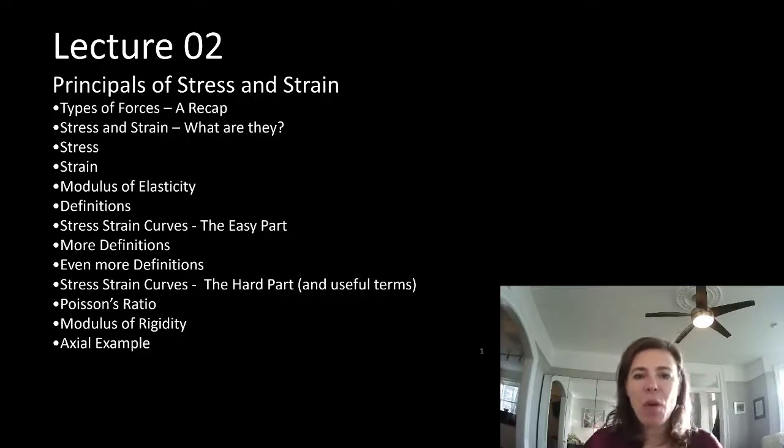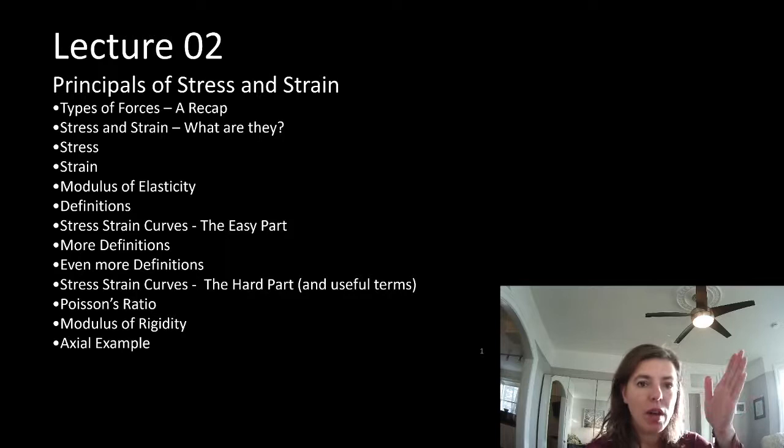Okay, here we are for week 2. We're going to start getting into material behavior. But before we can talk about that, we have to talk about what happens inside things where the forces are actually moving around.